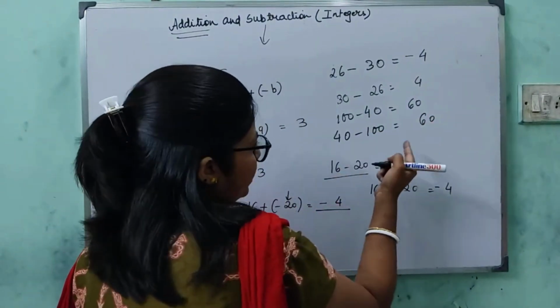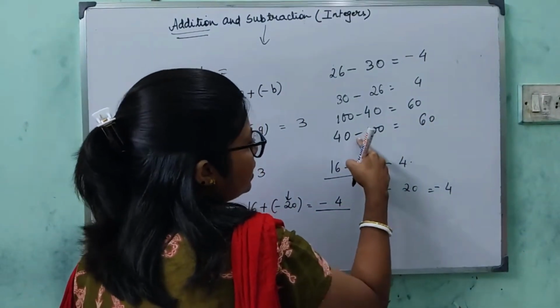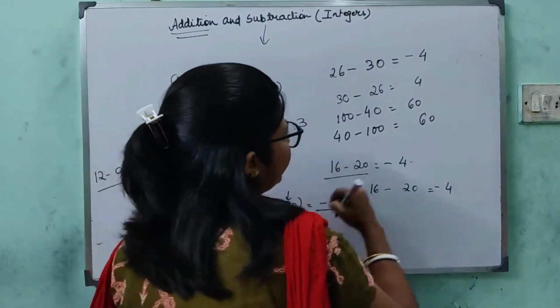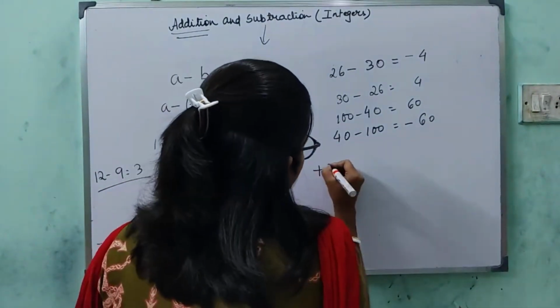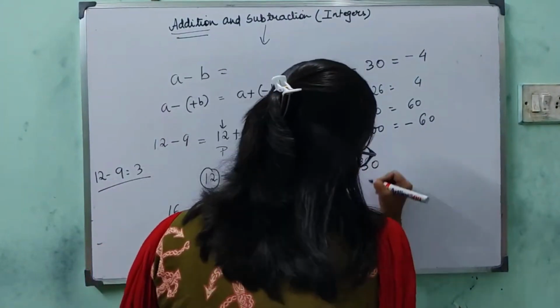But if I do 40 minus 100, so 100 minus 40 is 60. Now 100 is more than 40. So what is the sign before 100? It is having a negative sign. So a negative.